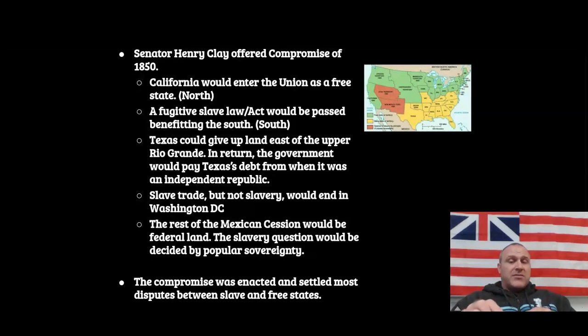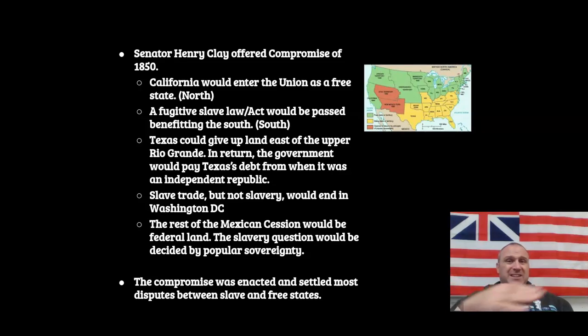All right. The last big thing, so we're going to say three big sticking points to this compromise. The North gets California as a free state, so it's abolitionist. The South gets the Fugitive Slave Law. And the last big sticking point here is how the rest of the issue of slavery is going to be decided in the Mexican cession.